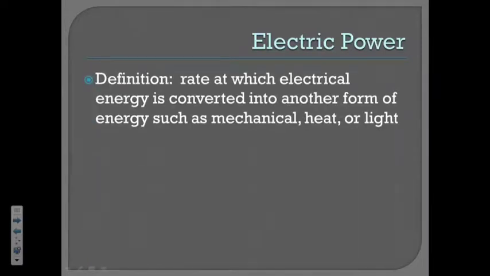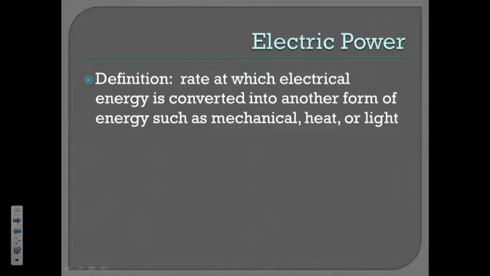And then we have our electric power. Electric power is what it says here, a rate at which electrical energy is converted into another form of energy such as mechanical, heat or light. So what is the rate at which different forms of energy are being transferred into electrical energy?